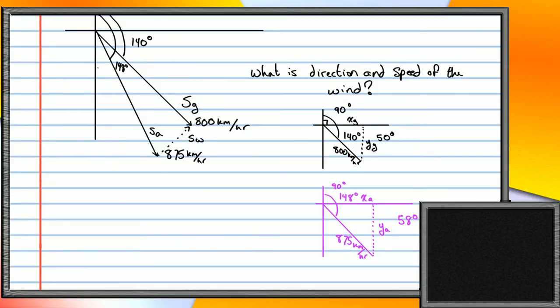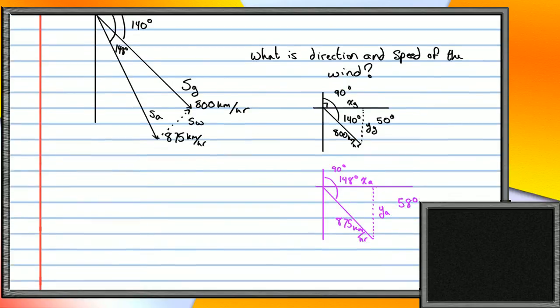So in the picture here, we've got the ground speed and the air speed. So we need to break them up into components first, because the difference of them is going to be our wind speed. Does that make sense? That the difference of our two vectors is going to give us our wind speed. Okay, good.